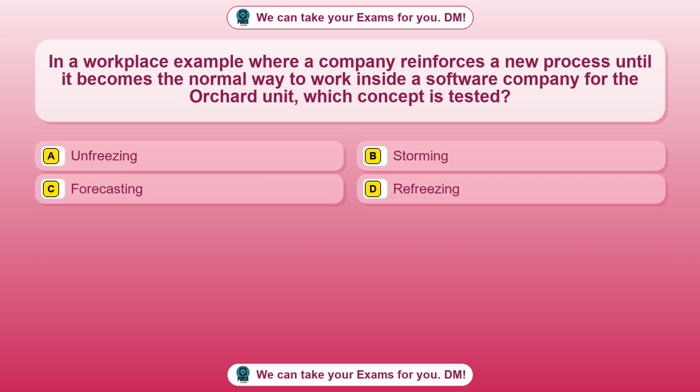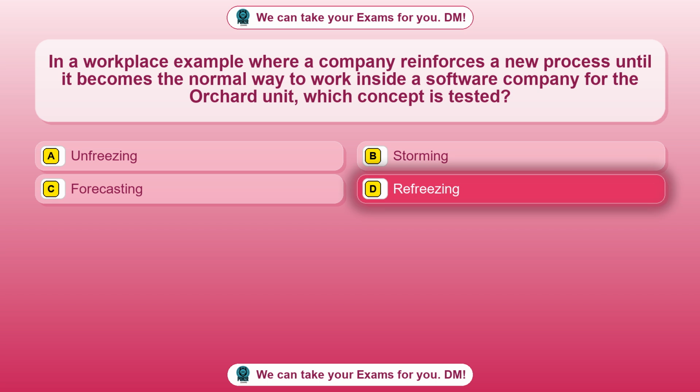Question 4. In a workplace example where a company reinforces a new process until it becomes the normal way to work inside a software company for the orchard unit, which concept is tested? Option A, unfreezing. Option B, storming. Option C, forecasting. Option D, refreezing. The correct answer is option D, refreezing.